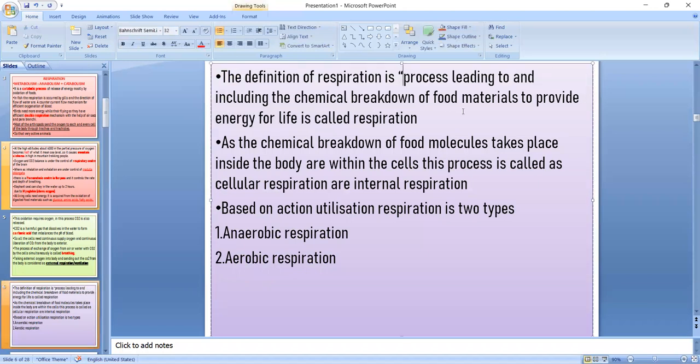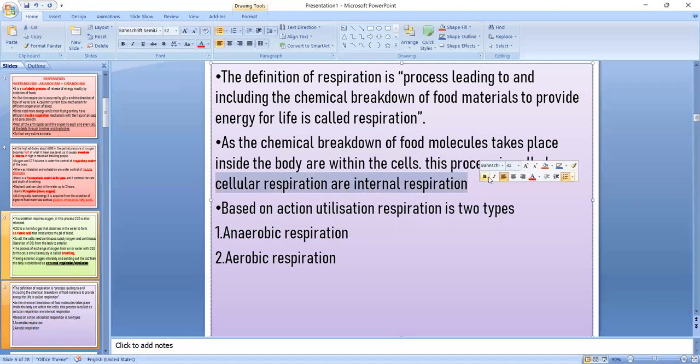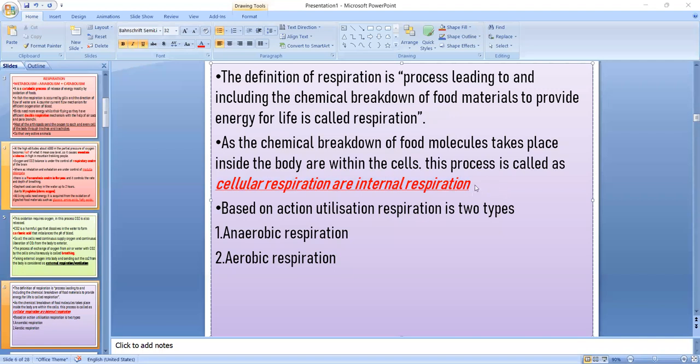The definition of respiration is the process leading to and including the chemical breakdown of food materials to provide energy for life. This is according to textbooks, so no need to remember it by heart. As the chemical breakdown of food molecules takes place inside the body or within the cells, this process is called cellular respiration or internal respiration. Modern biologists consider this as actual respiration, in which the energy is released in the cells due to the oxidation of foodstuffs.